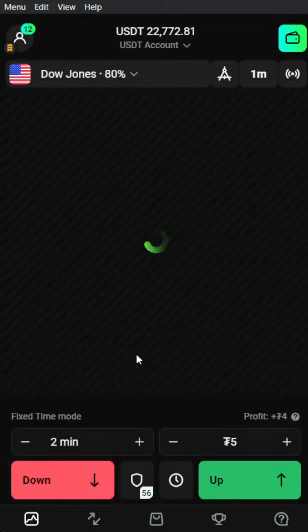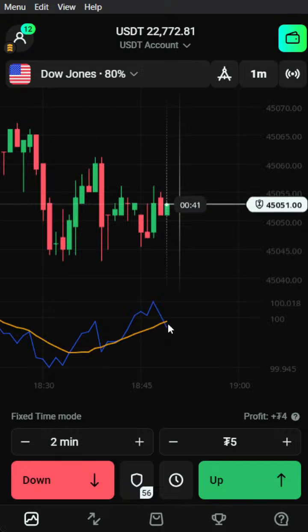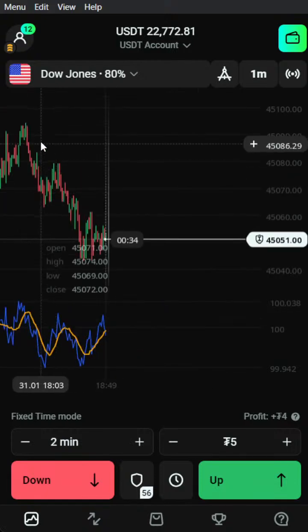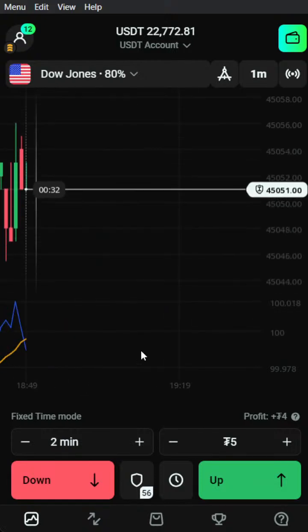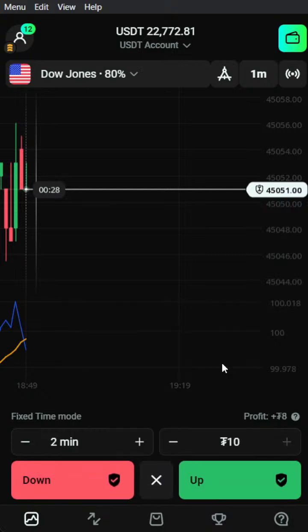Let's check if we have any signal in Dow Jones or DAX. Yes, we are getting a signal in Dow Jones and that would be in the up direction, but after this candle, because see, Dow Jones has given a nice downtrend. Now it's giving a good uptrend. So now I'm going to use my risk-free trade and make a trade.